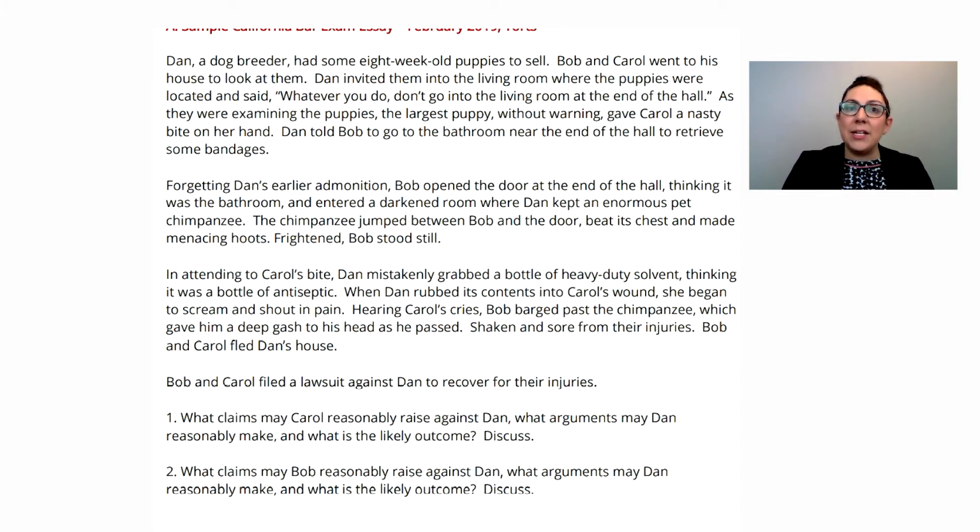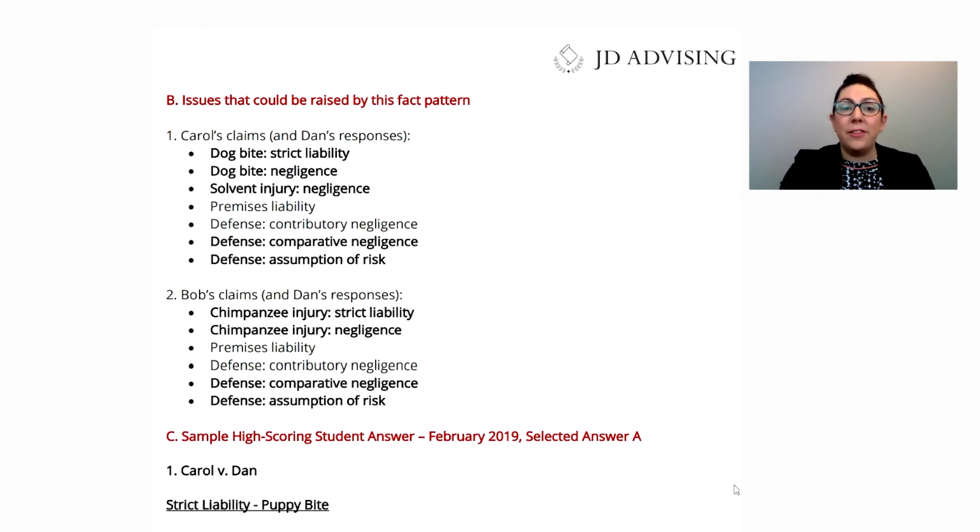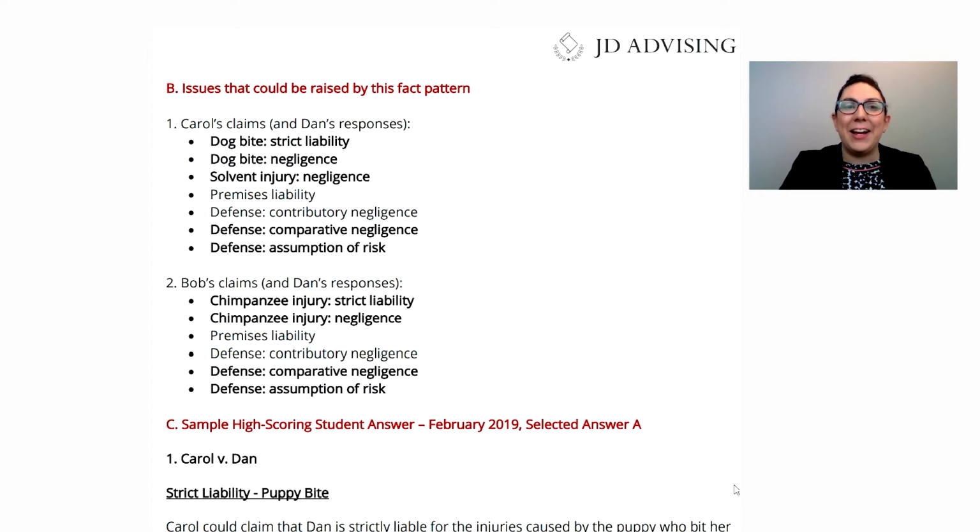So we need to consider for Bob and Carol's claims what defenses Dan may be able to raise that go along with those claims. So what issues could possibly be raised in response to this question? There's quite a few you could potentially raise.